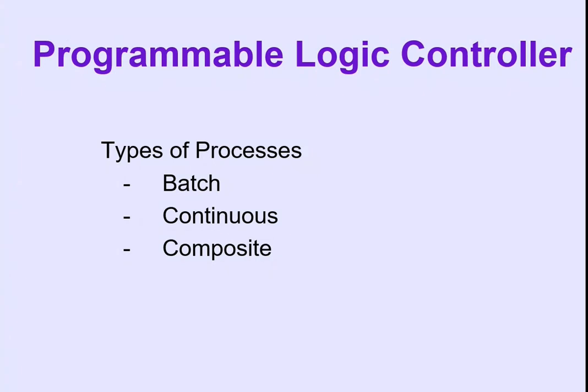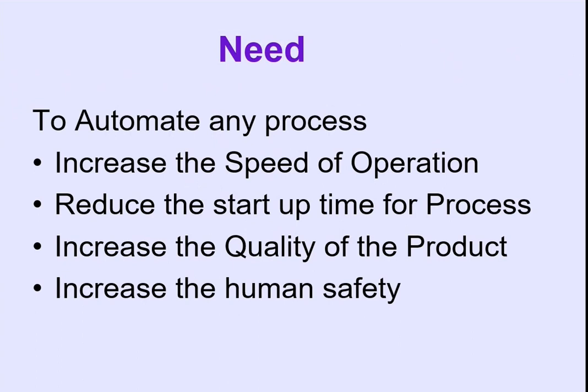Okay, let it be about the processes. You are well aware of this. The need of automation we have already seen. We have to increase the speed, because with human beings it is not possible to develop the product with speed. So increasing the speed of operation through automation is the need and also an advantage. Reduce the startup time for the process. Initialization takes time, because if you initialize the process manually, it will take more time.